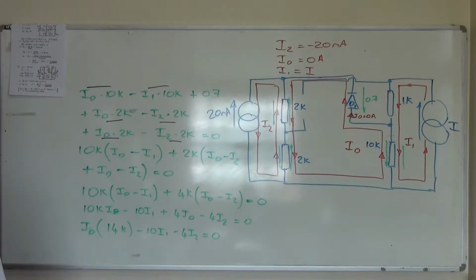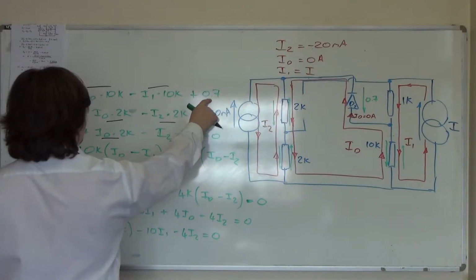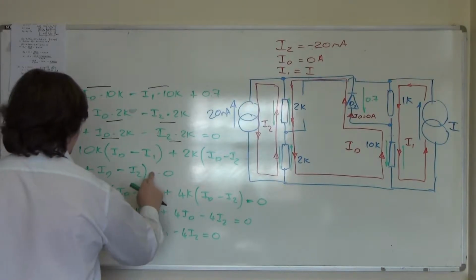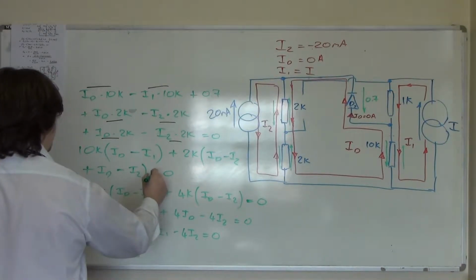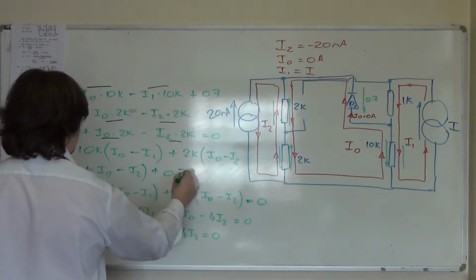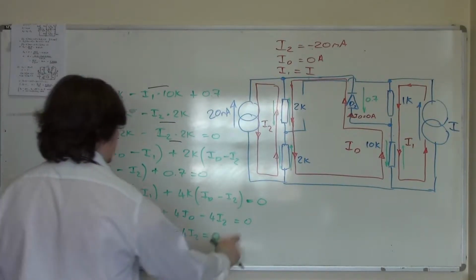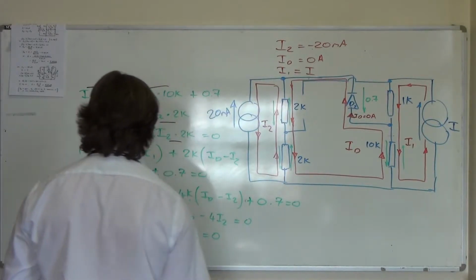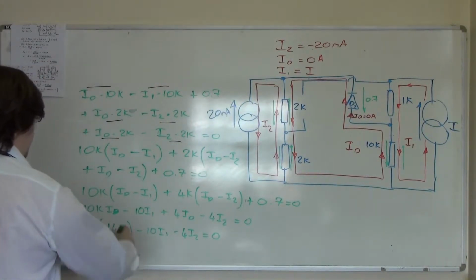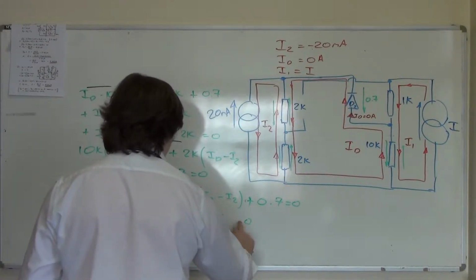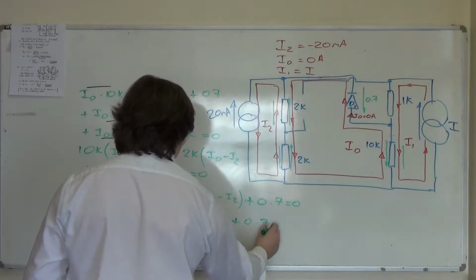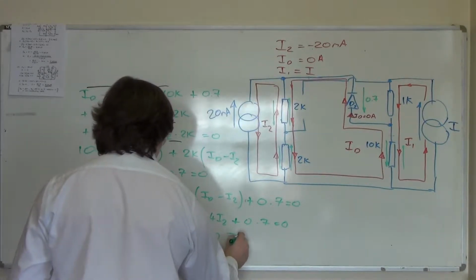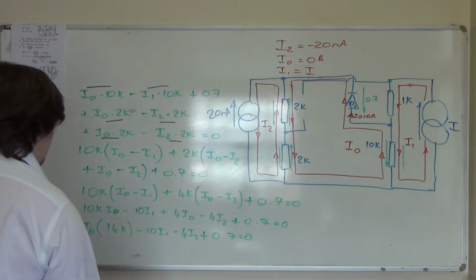Have I missed a 0.7? I have. Look, I left it out. Didn't even underline it. What an error. So there should be a plus there, and that should be 0.7 equals 0. And here, that should be plus, and that should be 0.7, and that should be 0. And same goes for here. We've got 0.7 missing. Yeah, lucky I spotted that one.